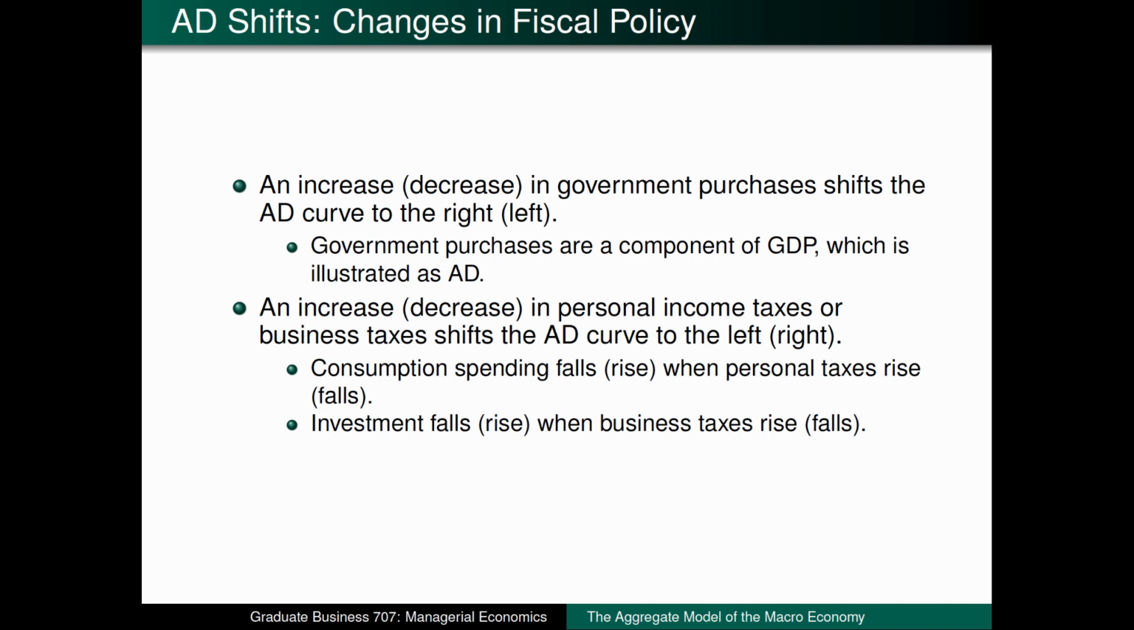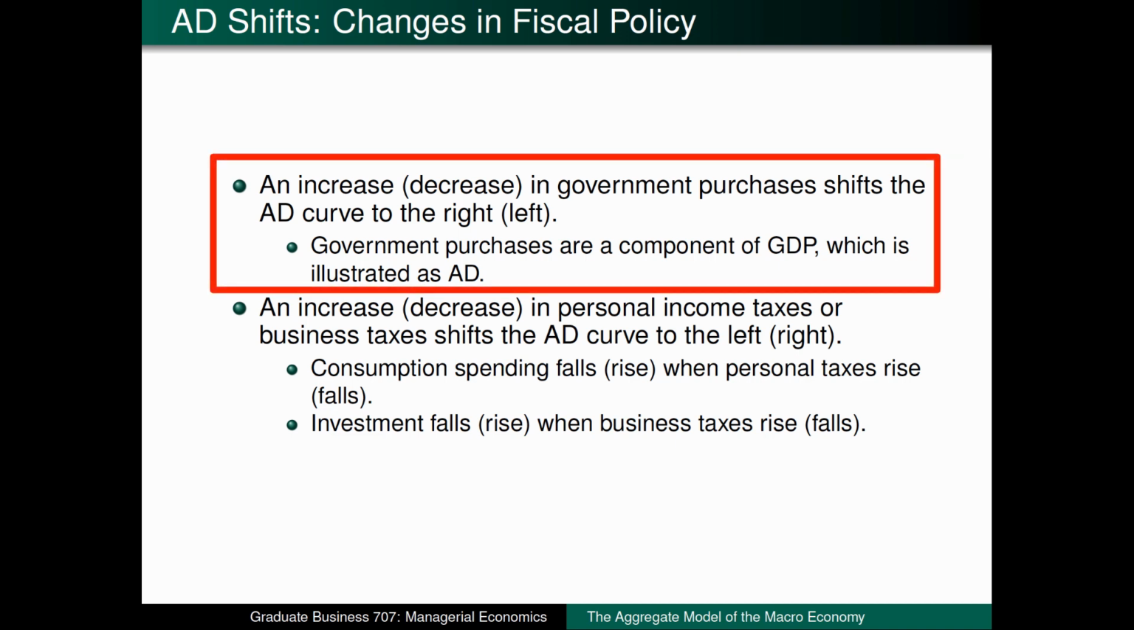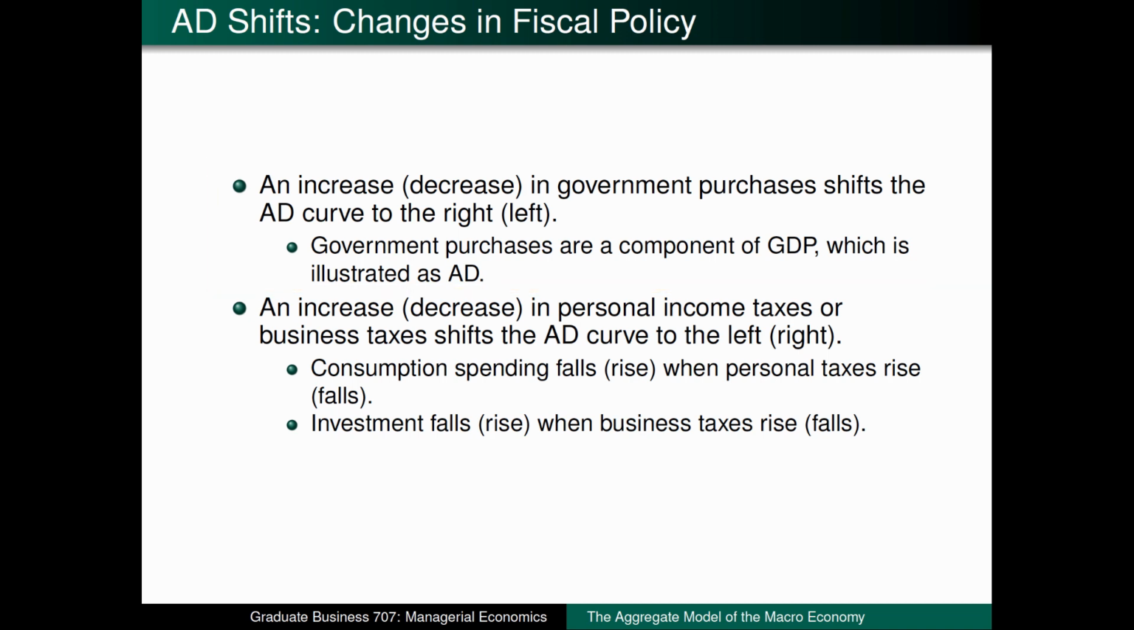Government spending can be altered in one of 2 ways: government purchases and taxes. First, an increase in government spending will increase GDP and therefore shift the aggregate demand curve to the right. Conversely, a decrease in government spending will decrease GDP and therefore shift the aggregate demand curve to the left.